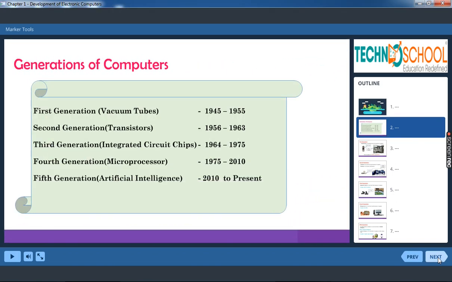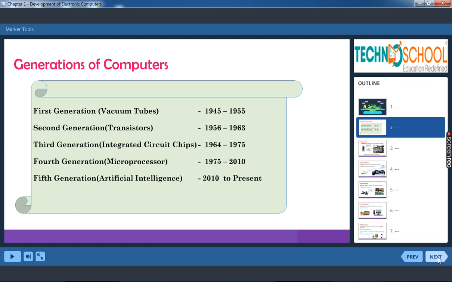So we learned that the generations of computers are divided into 5, right? First generation, the device is vacuum tubes. It was from the year 1945 to 1955. Second generation, the main component is transistor. It was from the year 1956 to 1963.